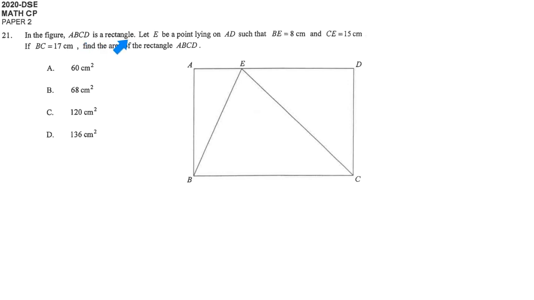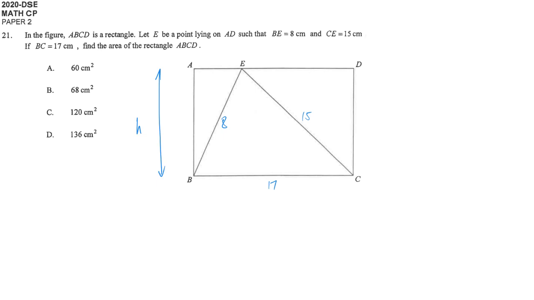There is a rectangle ABCD, and then they say that BE is equal to 8, CE is equal to 15, while BC is equal to 17. And then our final target is to find the area of this rectangle. That means if we have the base of this rectangle, what is missing is the vertical height. We want to know what is the corresponding height here.